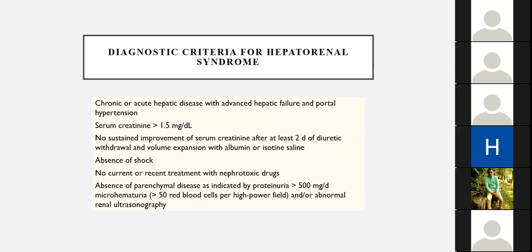The diagnostic criteria for hepatorenal syndrome includes chronic or acute hepatic disease with advanced hepatic failure and portal hypertension, and serum creatinine level more than 1.5 milligrams per deciliter. And there is no sustained improvement of creatinine even after at least 2 days of diuretic withdrawal, and no current or recent treatment with nephrotoxic drugs, and the absence of parenchymal disease as indicated by proteinuria and microhematuria.